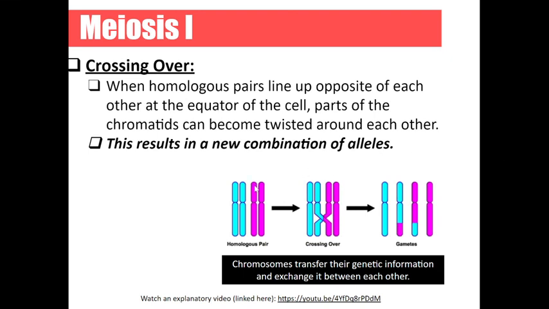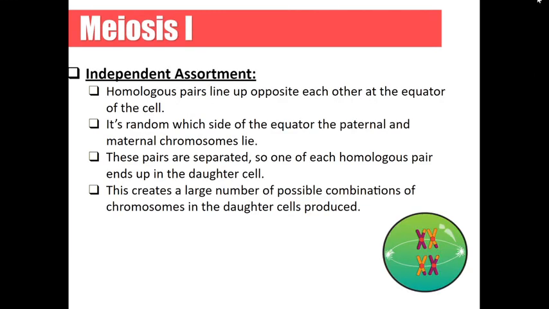So let's say this is how they looked originally. But when crossing over occurs, this has caused a little bit of the purple to be on this side and a little bit of the blue to be on this side. So it is a new combination of alleles due to that crossing over that has occurred. Something else that can happen is independent assortment.